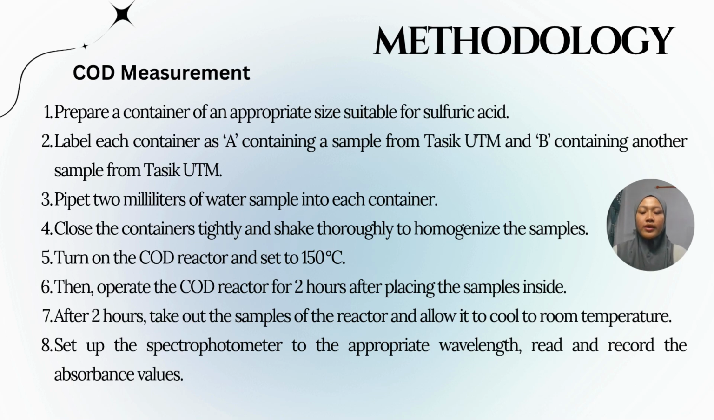First, we do the COD measurement. Firstly, prepare a container of appropriate size suitable for sulfuric acid, and then label each container as A containing a sample from Tasik UTM and B containing another sample from Tasik UTM. And then pipette 2 milliliters of water sample into each container, close the container tightly and shake thoroughly to homogenize the sample, and then turn on the COD reactor and set it to 150 degrees Celsius.